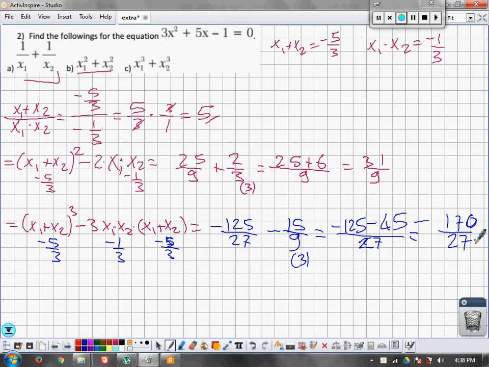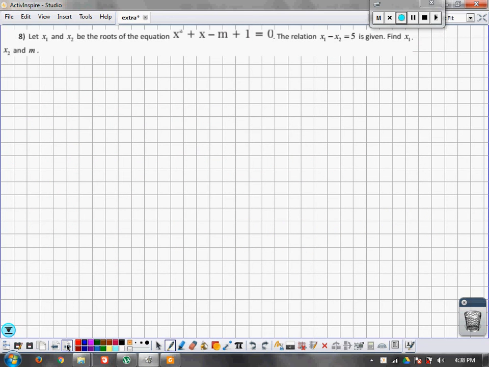So, if you memorize the formulas, if you don't forget them like me, it will be very easy for you. Okay, now let's do the other one.